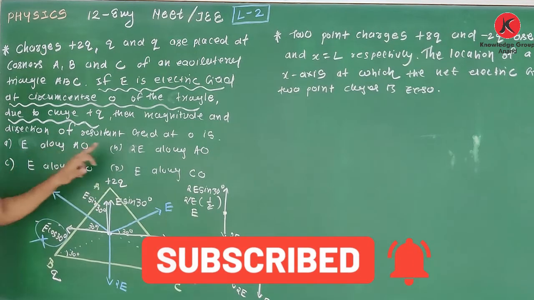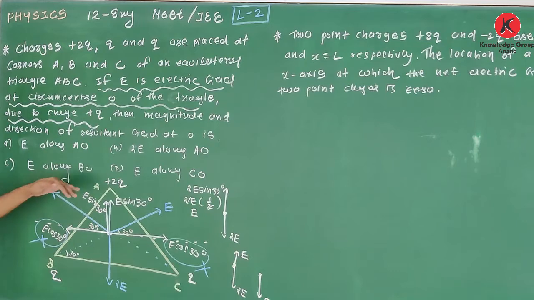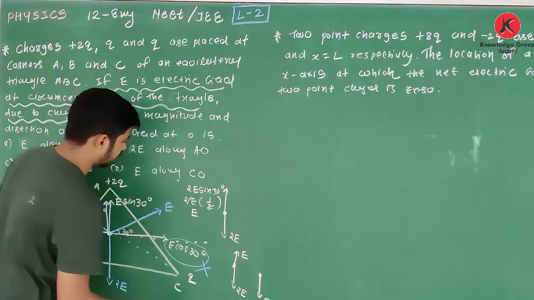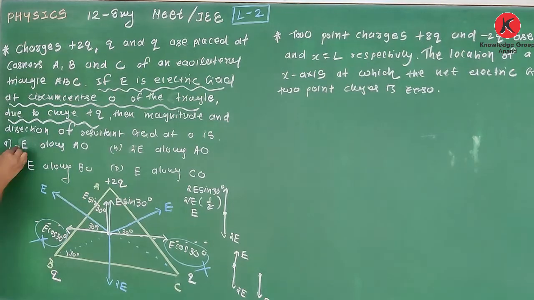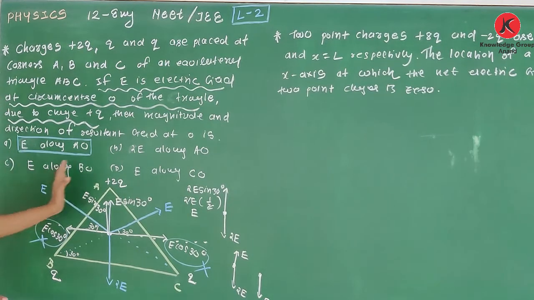So on this point O, the resultant electric field is E, along the direction AO. So your right answer is electric field along AO. Clear about this? You have to solve this question from this figure. Now we will see another question.